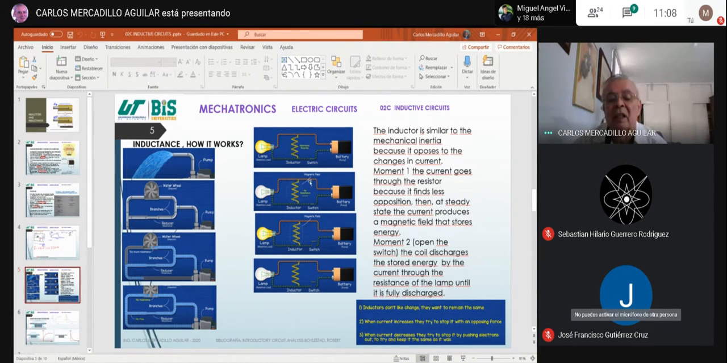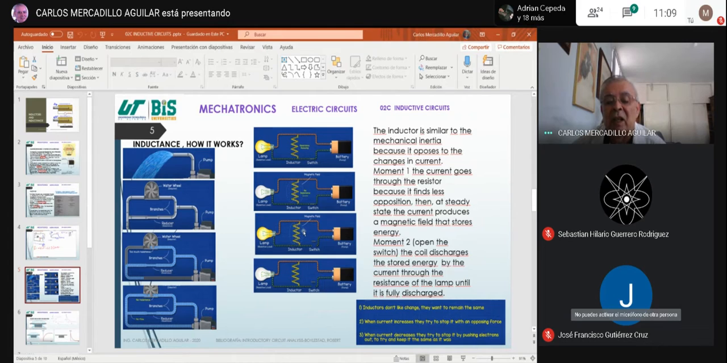And here we can continue, but if we interrupt this flow from the battery by opening the switch, then the energy stored in the coil starts to produce a current that will go through the lamp, and it will continue. It's due to the magnetic field that has been stored, and that magnetic field produces a current and it dissipates in the lamp.